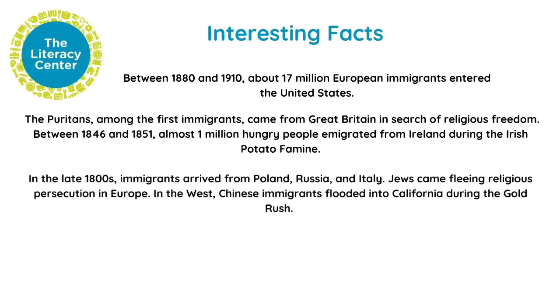In the late 1800s, immigrants arrived from Poland, Russia, and Italy. Jews came fleeing religious persecution in Europe. In the West, Chinese immigrants flooded into California during the gold rush.